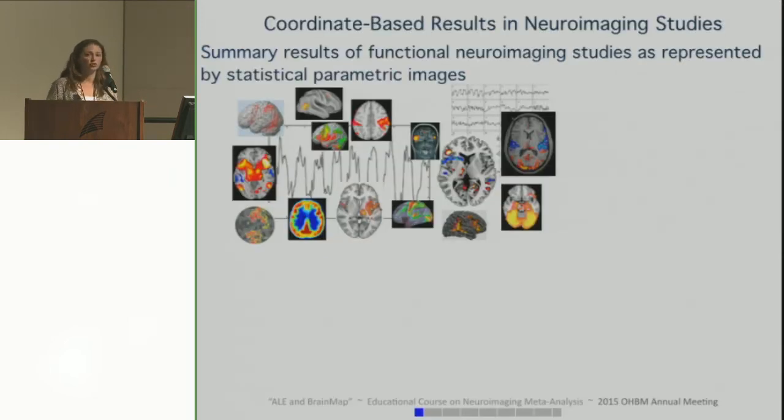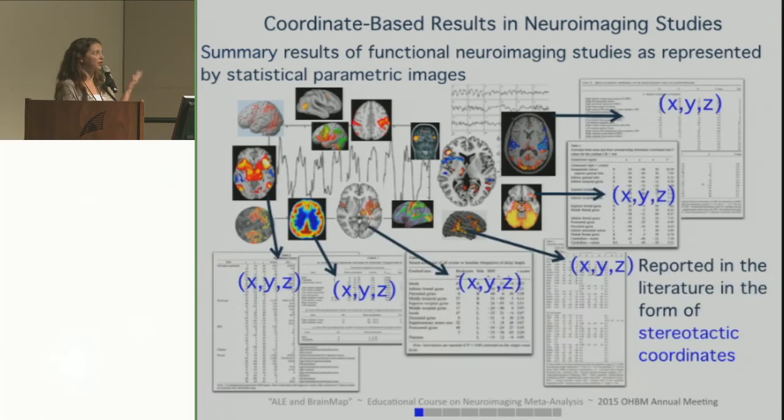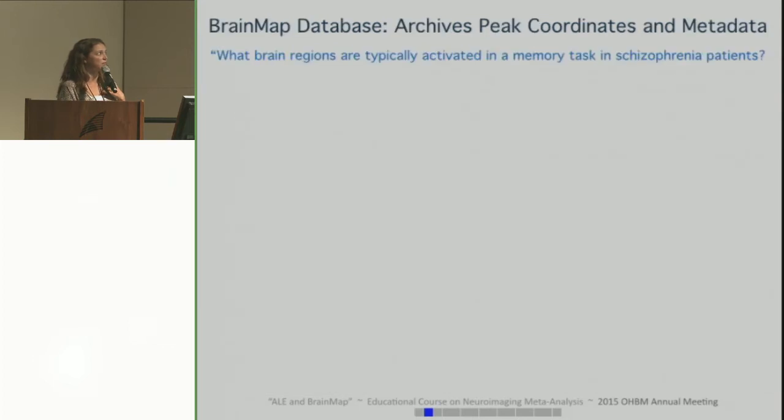Okay. So just to refresh, we're dealing with coordinate-based meta-analysis methods. You've seen the papers where we publish all these lovely pictures of brains, and what we get from that are the coordinates of activation. These are their X, Y, Z locations in standard space. And so BrainMap is a resource for anyone interested in meta-analysis to go ahead and take advantage of.